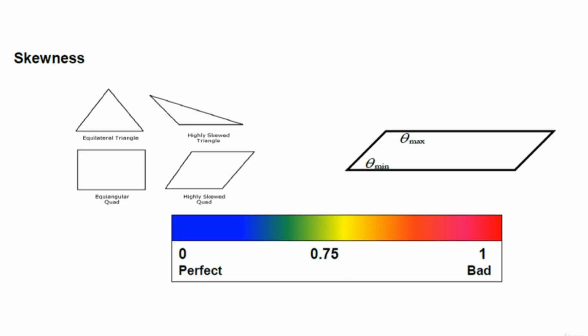The next parameter is known as the skewness. It ranges anywhere from 0 to 1. If you have any value ranging from 0 to 0.6 or 0.5, you are going to have a good mesh. Then if it crosses 0.5 to 0.7, it is okay, but if it crosses 0.7, you are going to get a low quality mesh.